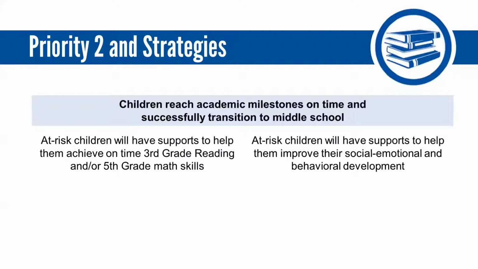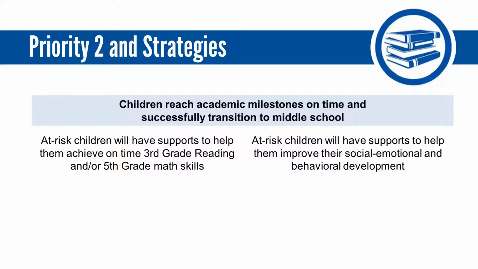And the second strategy is at-risk children will have supports to help them improve their social, emotional, and behavioral development. Here's the critical piece of this. Social emotional learning and behavioral development, in order to connect it back to academic milestones and achieving those on time, you must be selecting attendance or behavior decreases within this strategy. It's not just, oh, this tool tells us that they're doing better social emotionally.